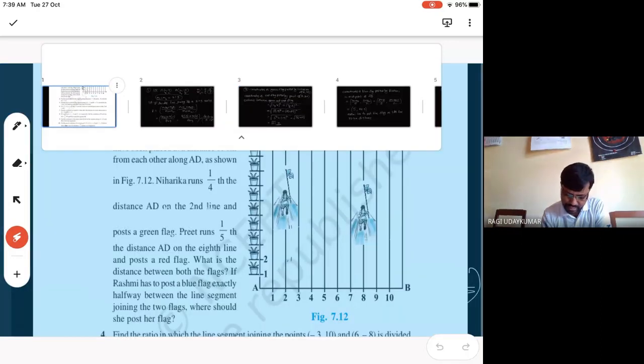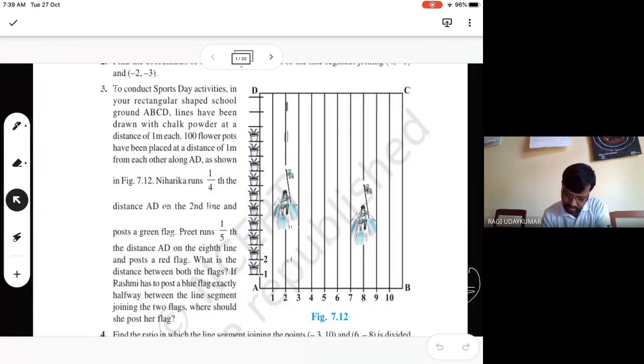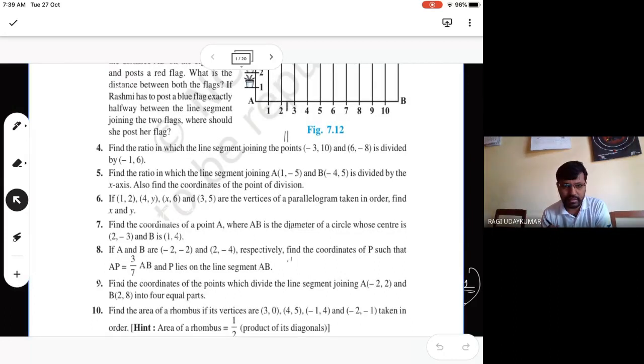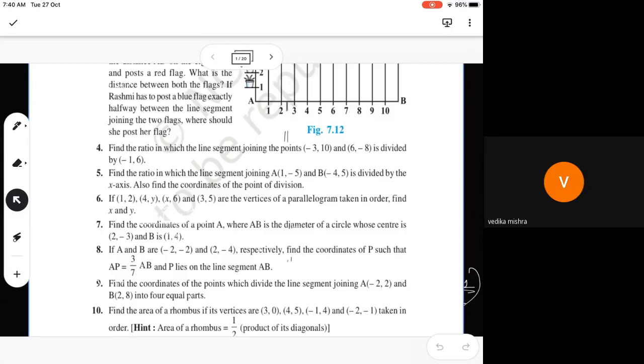Like that, if you see the fifth question: find the ratio in which the line segment is divided by the x-axis. In the first problem, the point was given. Here, the x-axis is given. So you consider any point on the x-axis. How will any point on the x-axis be? Can anyone say? How is any point on the x-axis? 0, y.